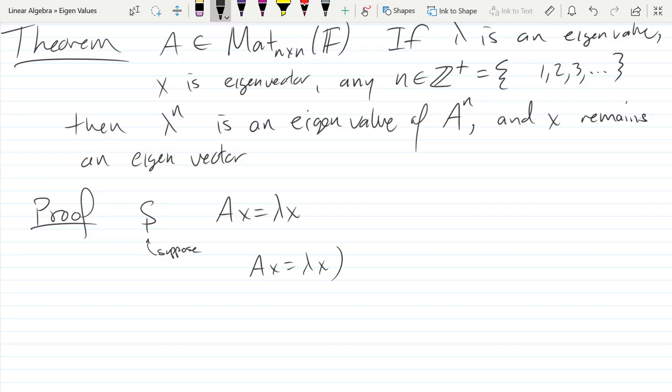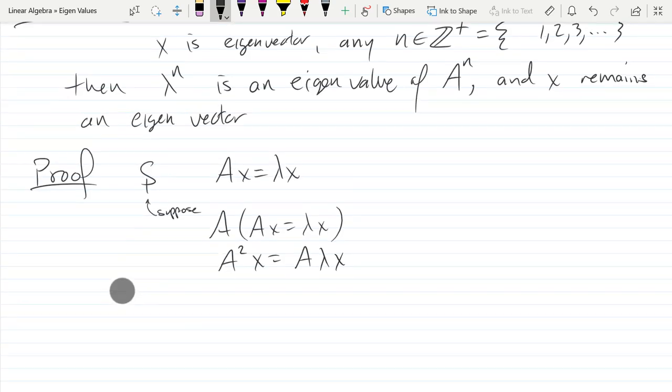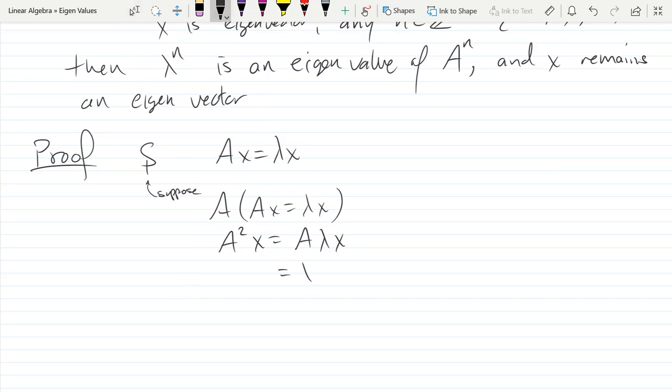So what I'm going to do is multiply on the left by A to the n minus 1. Well, let's just multiply on the left by A. We'll just do A to the first power. Remember, multiplication is not commutative, so you cannot multiply on both sides. So I get A squared X equals, oh no, not lambda squared, A lambda X. There we go. Why am I allowed to commute lambda and A? Well, this is because lambda is a scalar. So I can't commute everything, but I can commute scalars as much as I want.